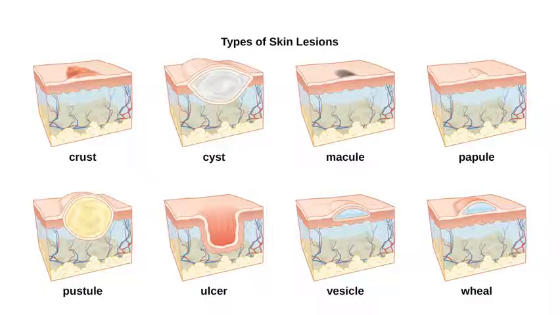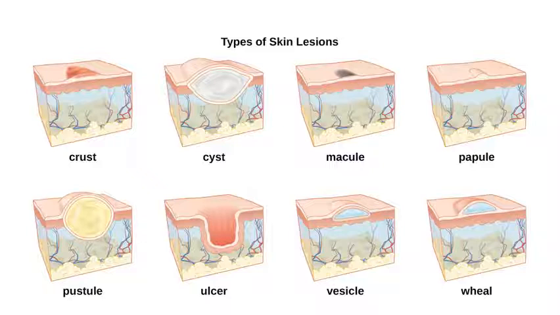Right. So these are just some visual examples of different types of skin lesions that are possible on the skin, and these refer to the characteristics of these lesions. A crust is something that's very superficial. You're going to see it on the surface of the skin. It might look, well, literally crusty in appearance.